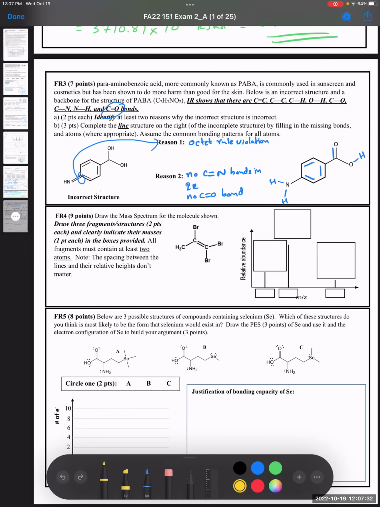All right, this is our correct answer for question 3. Moving on to question 4. Draw the mass spectrum for the molecule shown. Draw 3 fragments of structures and clearly indicate their masses. So 3 peaks in the mass spectrum is what we need to do.